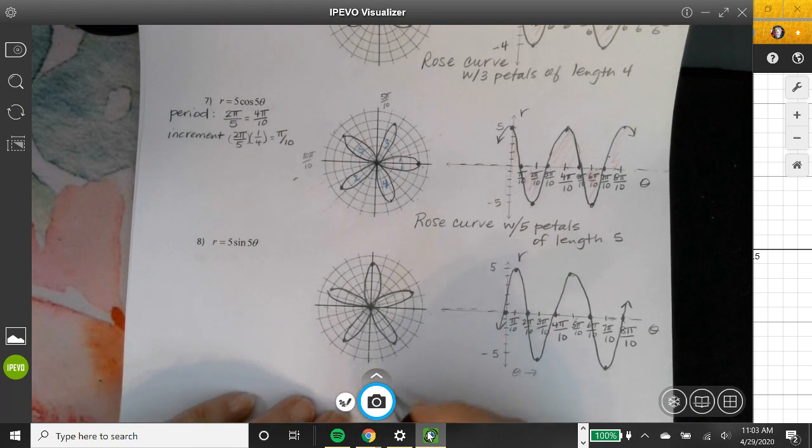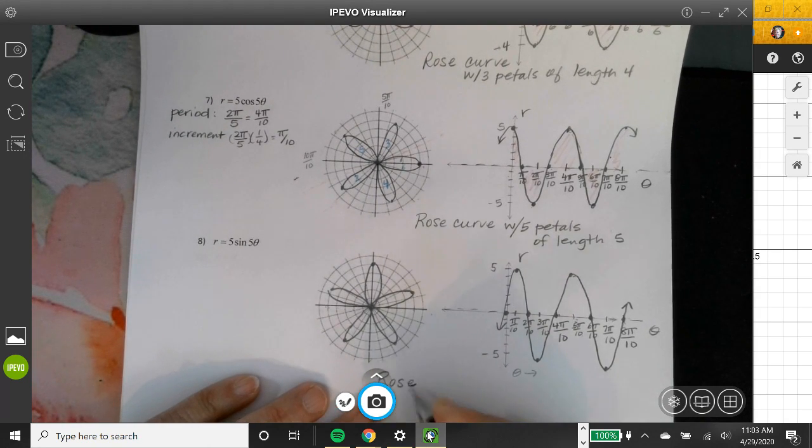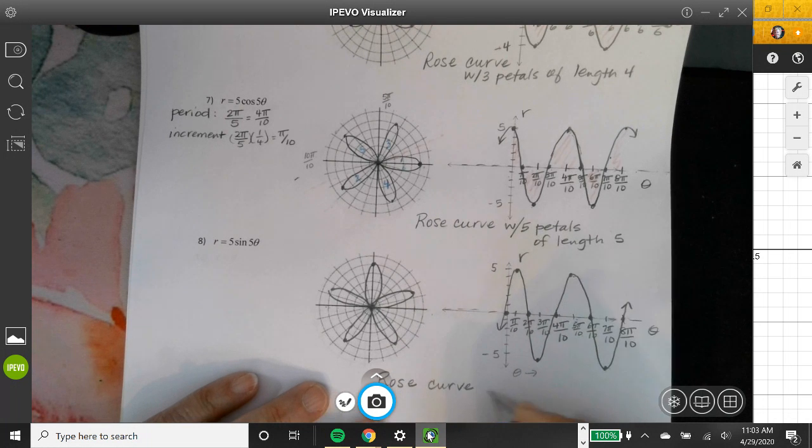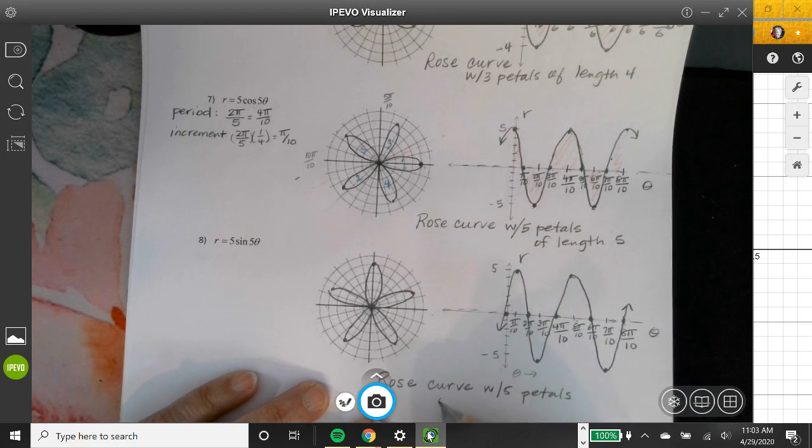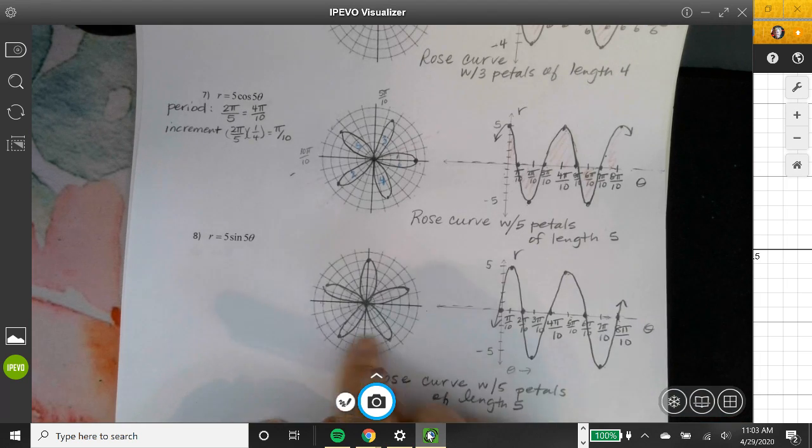So that would be our sine curve, our rose curve. I know I'm going a little bit fast, but this video is getting a little long. With 5 petals of length 5. And I know that you could extend this a little bit and find some more points.